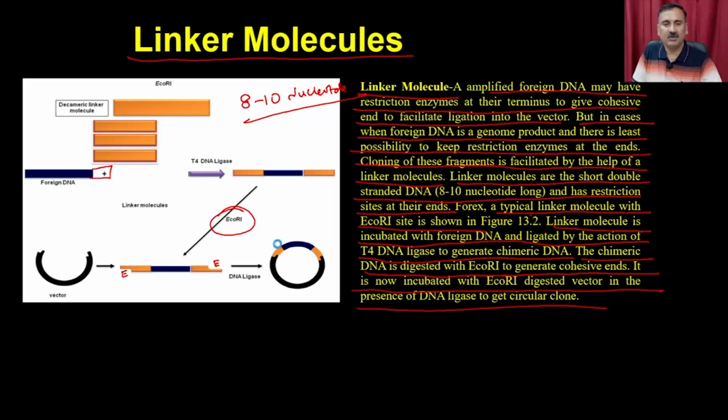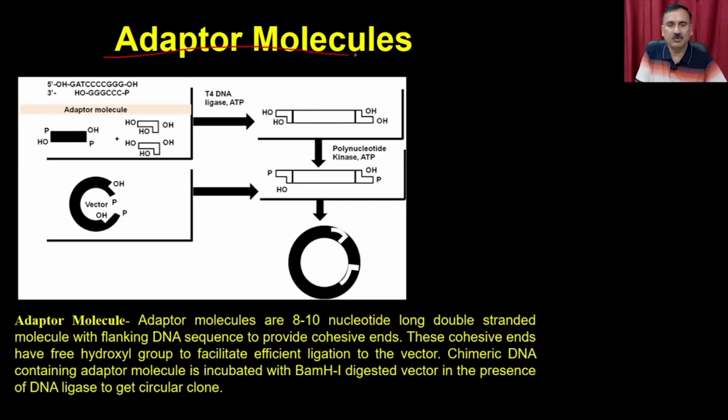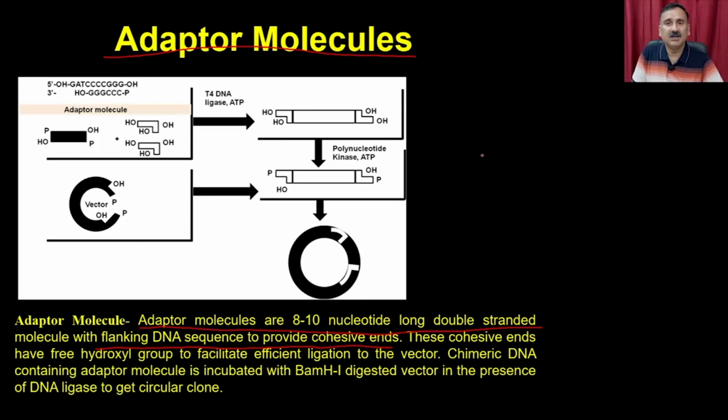The second molecule which also can be used is an adapter molecule. These adapter molecules are 8 to 10 nucleotide long double-stranded molecules with a flanking DNA sequence to provide the cohesive ends. So in the case of linker DNA, you are supposed to provide the restriction enzyme. You are going to digest the linker molecules with the restriction enzymes. But what if that particular restriction site is already present in the fragment, right? So in those cases, you are not going to use the linker molecule, and you can use the adapter molecule. So adapter molecules are 8 to 10 nucleotides, and they are going to have the specific cohesive ends on both the ends, okay?